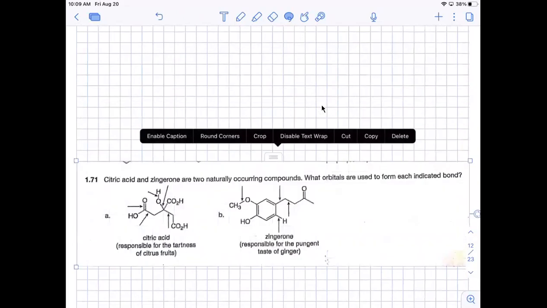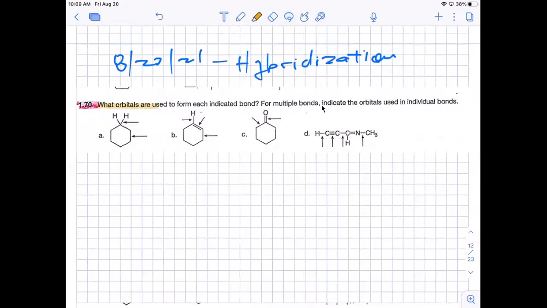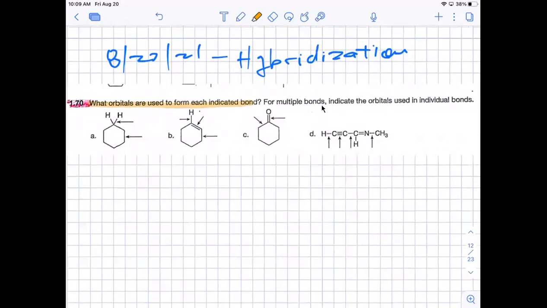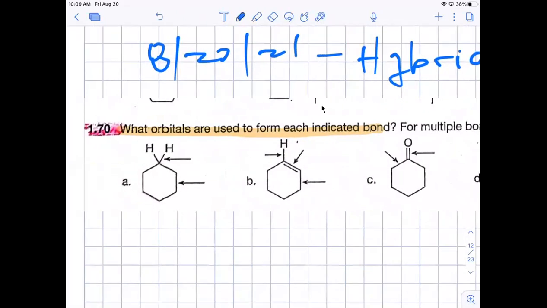All right, so let's go up here, and that's what these questions are asking. When it says what orbitals are formed or used to form each indicated bond, you need to know the hybridization state of the atoms so you'll know what orbitals are overlapping. That's what it's asking. All right, so let's do A. Let's start out with something simple. We'll start out with A.